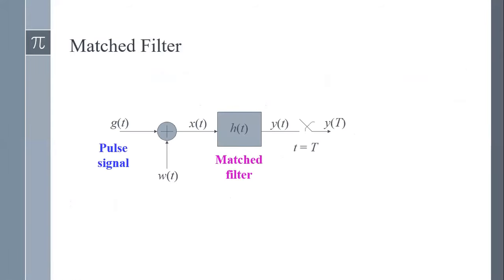Now this is the diagram that we will use to derive the value of this matched filter impulse response, h of t. Now, I am considering this pulse signal g of t. Now g of t is the same.